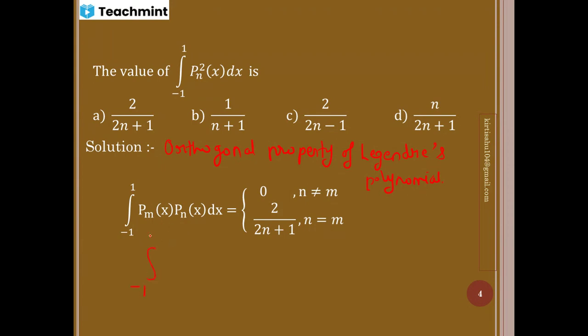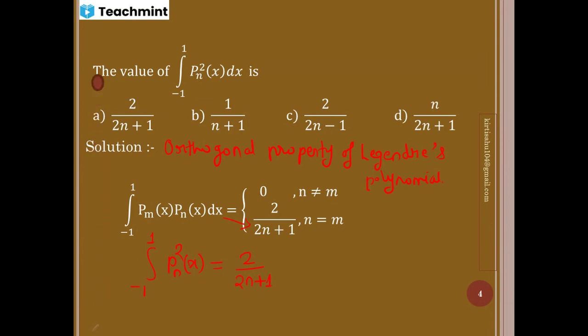So when you will get Pn square? If m is equal to n, right? If m is equal to n, both the terms will be the same. So this will become what? Pn square of x, right? So this result, which is for m equal to n, can also be written as integration of -1 to 1 Pn square of x is equal to how much? It is nothing but 2 upon 2n plus 1. Okay, so what is the answer? Answer is option number A.